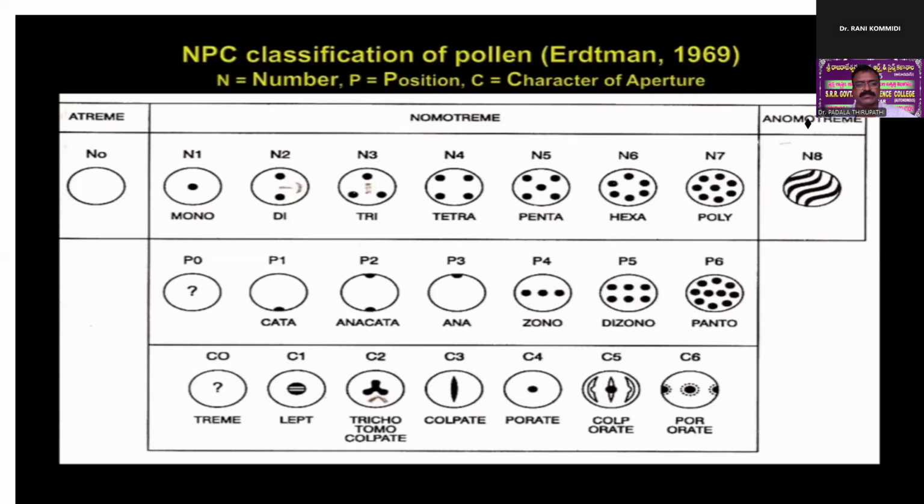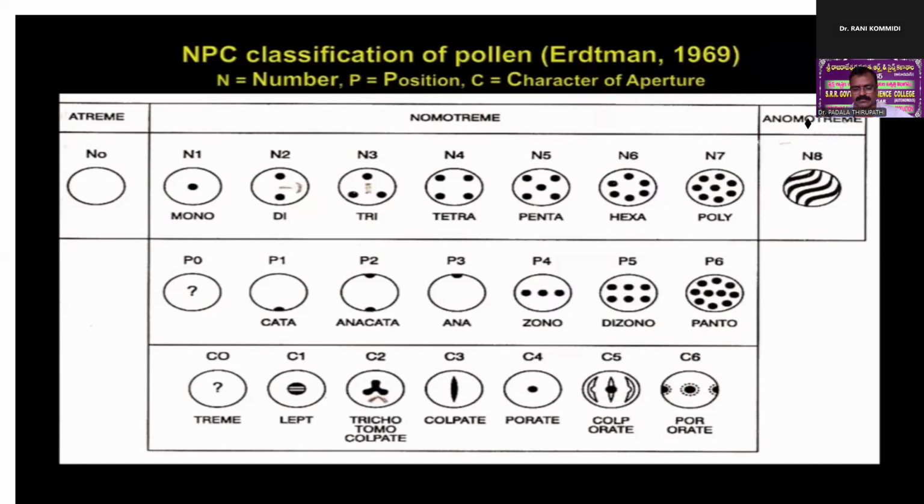The pollen aperture is in the proximal phase, while in anatreme it is in the distal phase. So there are catatreme, anatreme, anacatatreme, zonotreme, then dizonotreme and pantotreme. These all are the 7 positions, and the pollen are categorized into 7 groups. P0 is no, P1 is the catatreme.